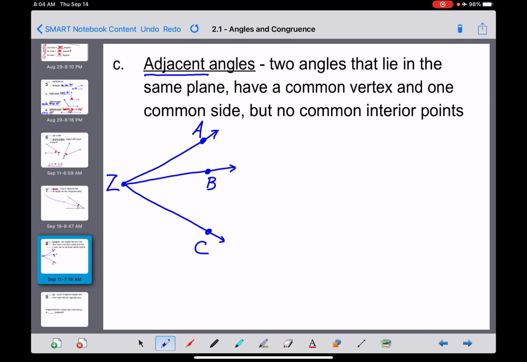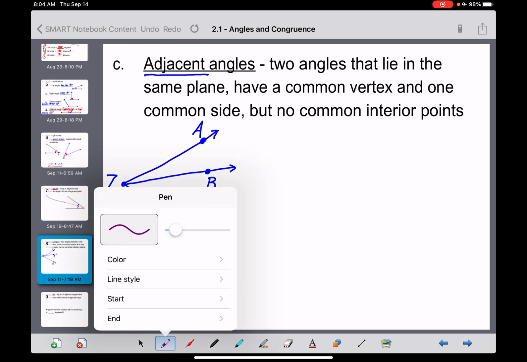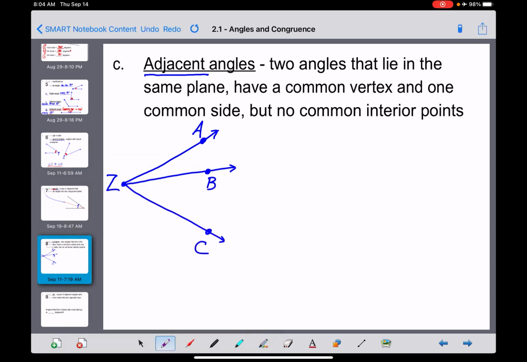Now, quick question I would want to ask you guys, how many angles did we just draw within that diagram? A lot of people want to say two. They said, here's one angle and here's a second angle, but there's a third angle that's the big, larger overlap right over there as well. So there's actually three angles right here. And if we wanted to name adjacent angles, we'd have to pay attention to this definition and look for two angles that lie in the same plane, which they all do, have a common vertex, well, that's going to be Z for all of them, and have one common side.